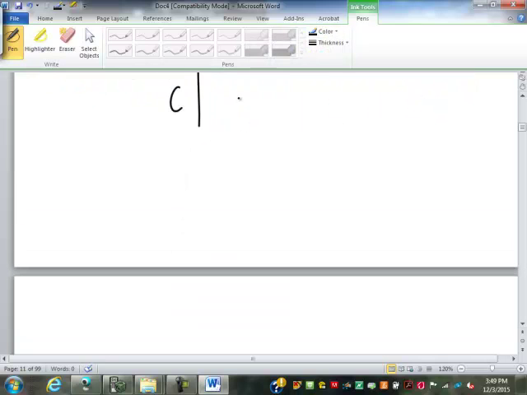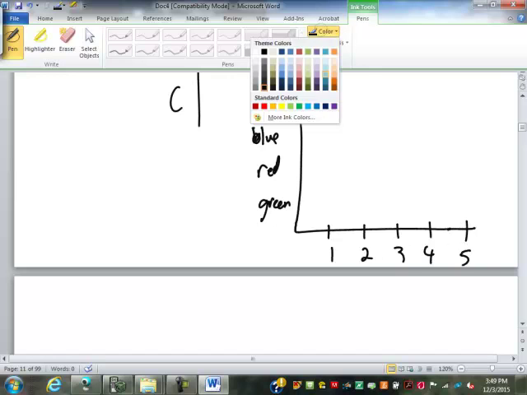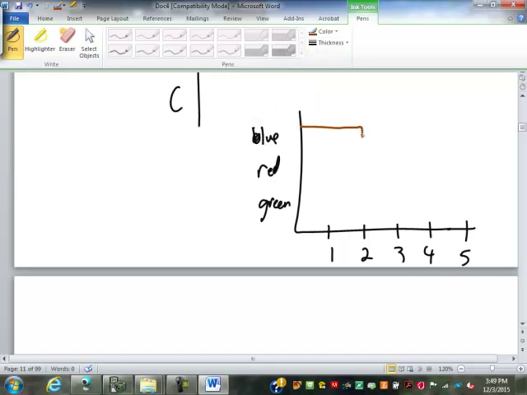Now, the other way this could have been done is we could do a horizontal bar graph where we have blue, red, green like this. And of course, 1, 2, 3, 4. Maybe we'll go up to 5 again. And of course, the bar for blue goes to 2, red goes to 4, green goes to 3. There it is. It's that simple. Not brain surgery? Okay.